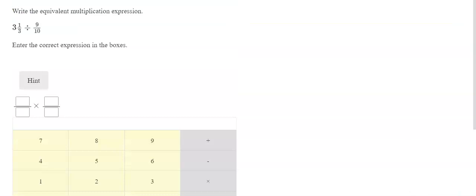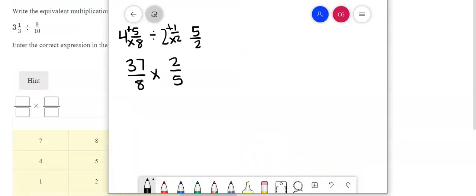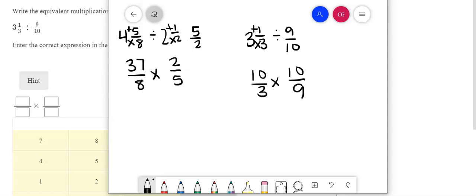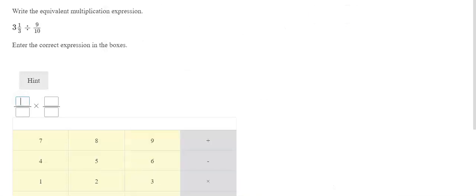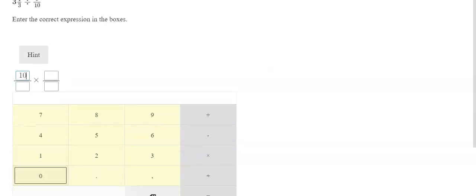Number 16. 3 and 1/3 divided by 9/10. 3 times 3 is 9, plus 1 is 10, so 10 over 3. Division changes to multiplication, then we're going to flip it. So 10 over 3 times 10/9. So 10/3 times 10/9.